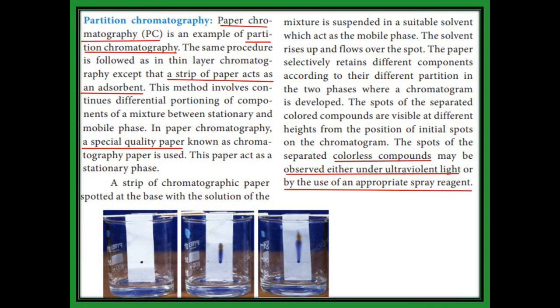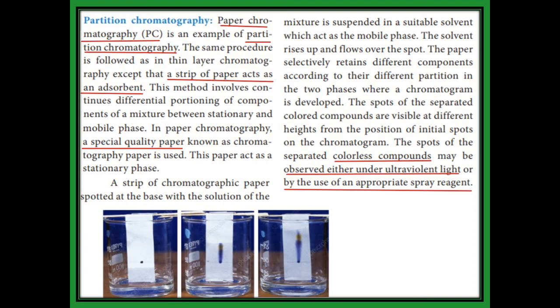Partition chromatography. Paper chromatography is the example for partition chromatography. We already learned thin layer chromatography. The same technique we are going to use here. In thin layer chromatography we have to prepare the thin layer, but here a strip of paper only acts like a thin layer. It is the paper only that is the adsorbent, that is the stationary phase. For this purpose we are going to use a special quality paper, chromatography paper. Then we have to place the chromatography paper after fixing the mixture at a particular place on the baseline.